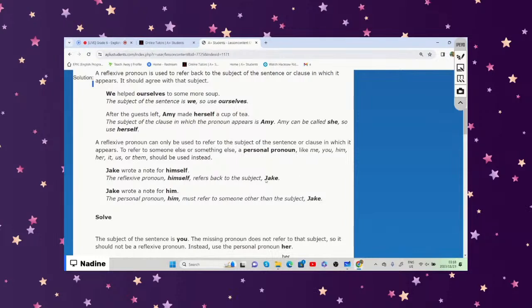And we make an example of the personal pronouns where we say Jake wrote a note for himself, right? So if Jake writes a note for himself, then it means that he is actually referring it back to himself. So that is a reflexive pronoun. It goes back to himself, who is the subject. But if we say Jake wrote a note for him, which refers to someone else, then that is a personal pronoun.